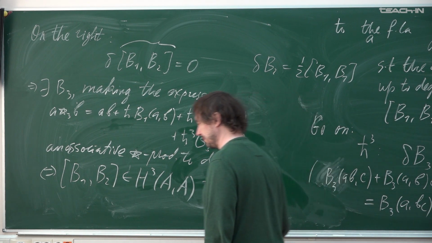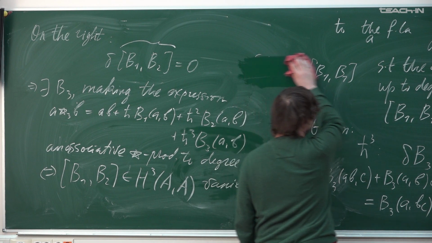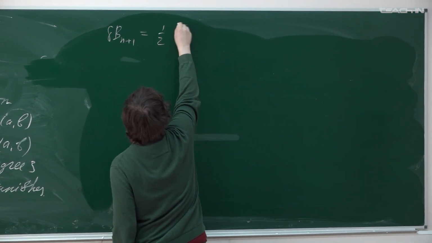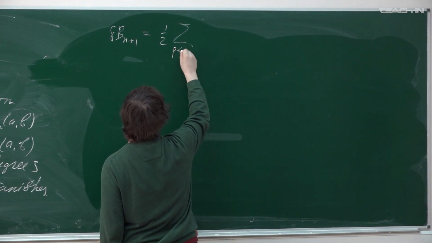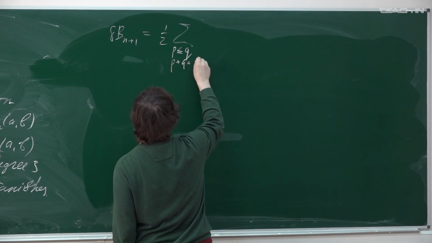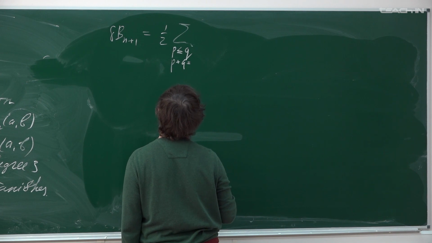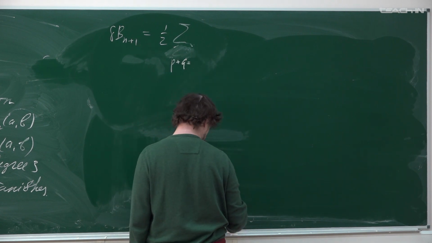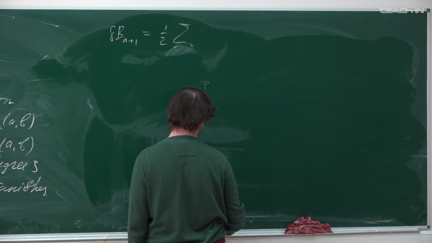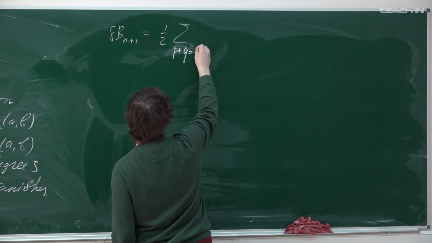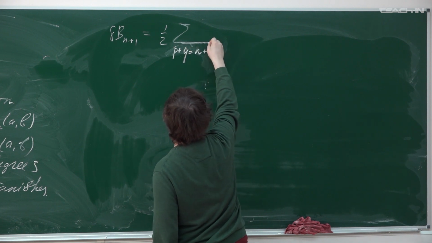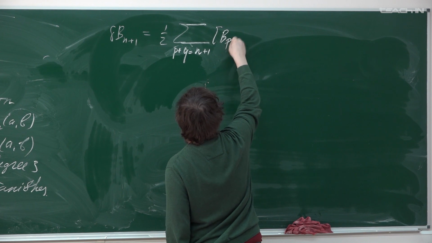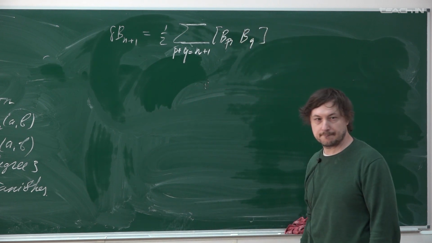We can go on indefinitely in this direction. If you want, you can check it yourself, that in general you'll get an equation of the form delta B_{n+1} is equal to 1/2 sum over P less or equal to Q, and P plus Q equal to n plus 1, of B_P, B_Q. I don't even think it is necessary. Sorry. I think it is not necessary to put 1/2 here, but if we want to preserve 1/2, it will look like this.